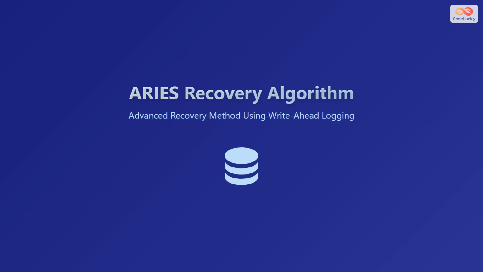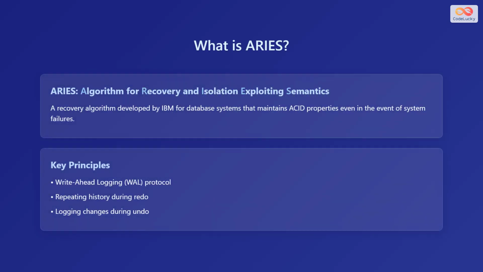This video is about the ARIES recovery algorithm. ARIES stands for Algorithm for Recovery and Isolation Exploiting Semantics. It's an advanced method for ensuring data consistency in database systems, even when there are failures. This algorithm uses a technique called write-ahead logging. Let's explore what ARIES is all about.